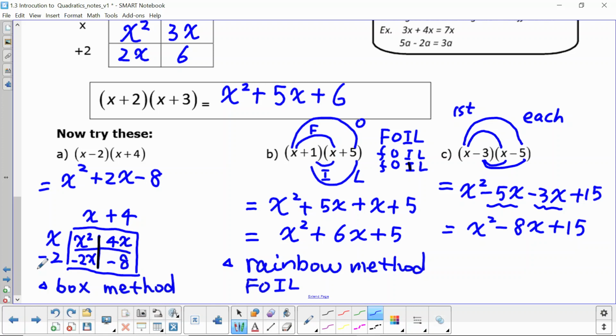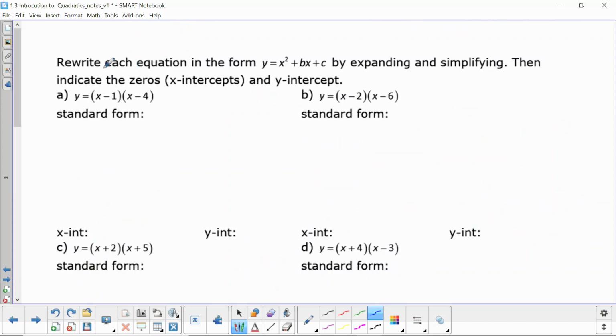The last page combines what we have learned in this lesson. So rewrite each equation in standard form by expanding and simplifying. Then indicate the zeros, or we can call them x-intercepts, and the y-intercept. So from this one, we have factored form, and we want to find the standard form.